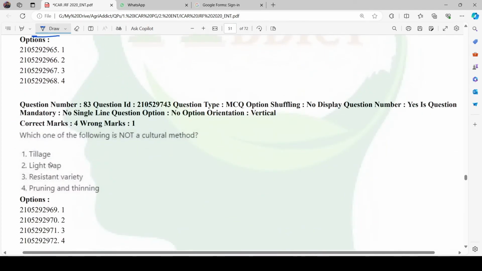Which one of the following is not a cultural method? So light trap, because tillage, resistant varieties, and pruning and thinning all are cultural methods. But in a light trap, some sort of heat is also produced, so that is a physical method. Don't confuse the light trap with other mechanical methods like other traps. Light trap is, was, and always will be a physical method. In the exam, anyhow, if a question comes with options like physical, mechanical, etc., always go for physical method if it is light trap.